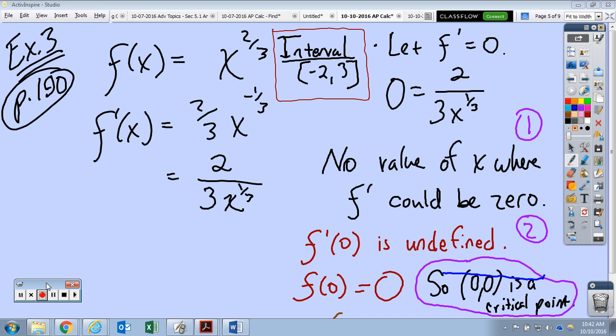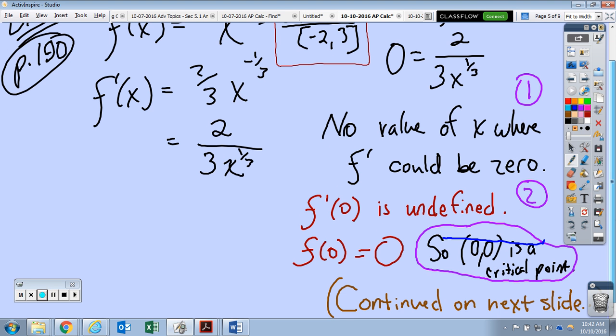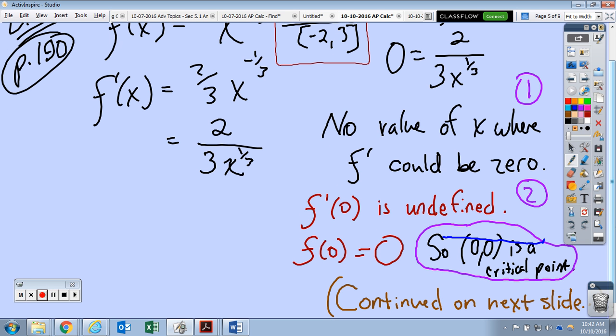Okay, so now where's it undefined? Oh, I know where it's undefined. When I have division by 0. Well, what would make this 0 when x is 0? So I know that is a critical point, where f prime of 0 is undefined, and that is when x is 0. So 0 is a critical point. What does that tell you about the extrema?